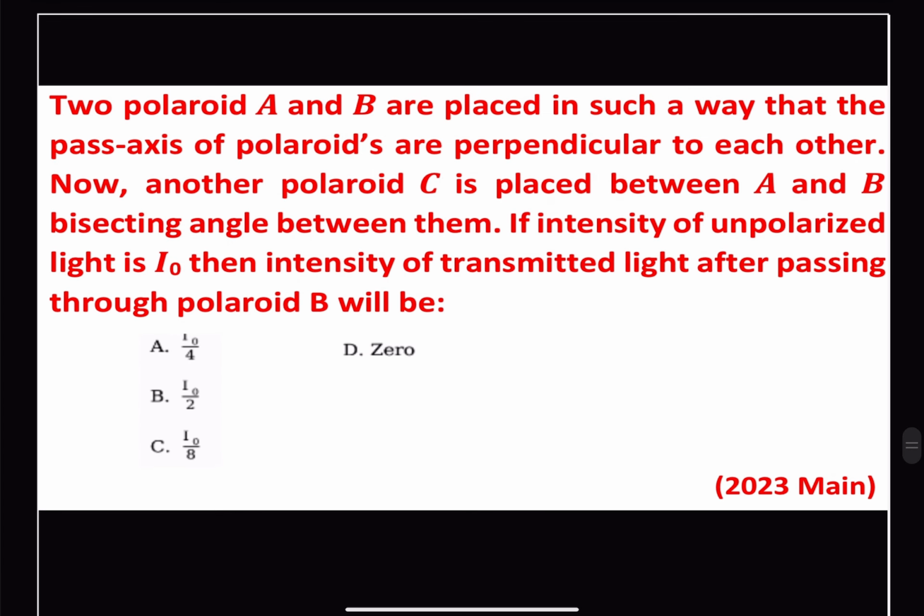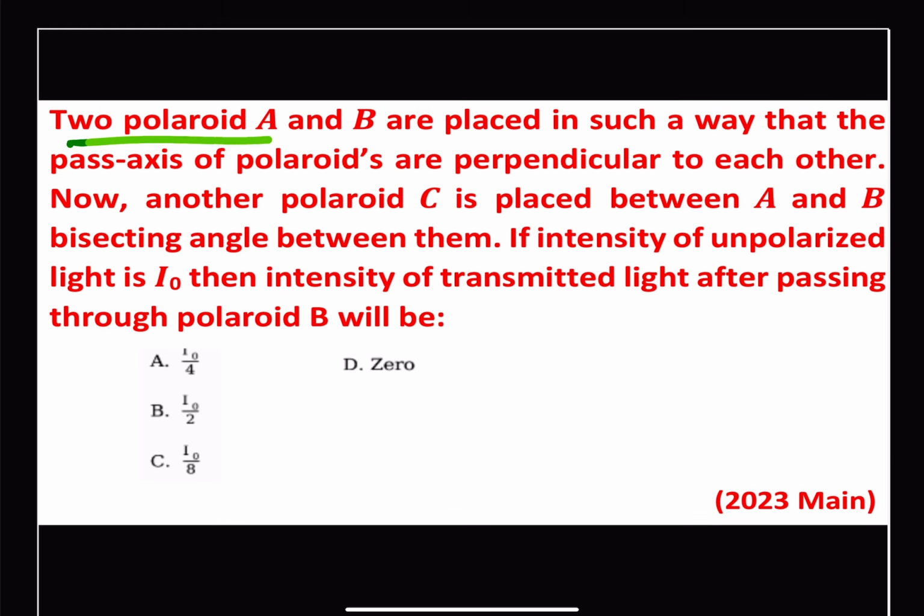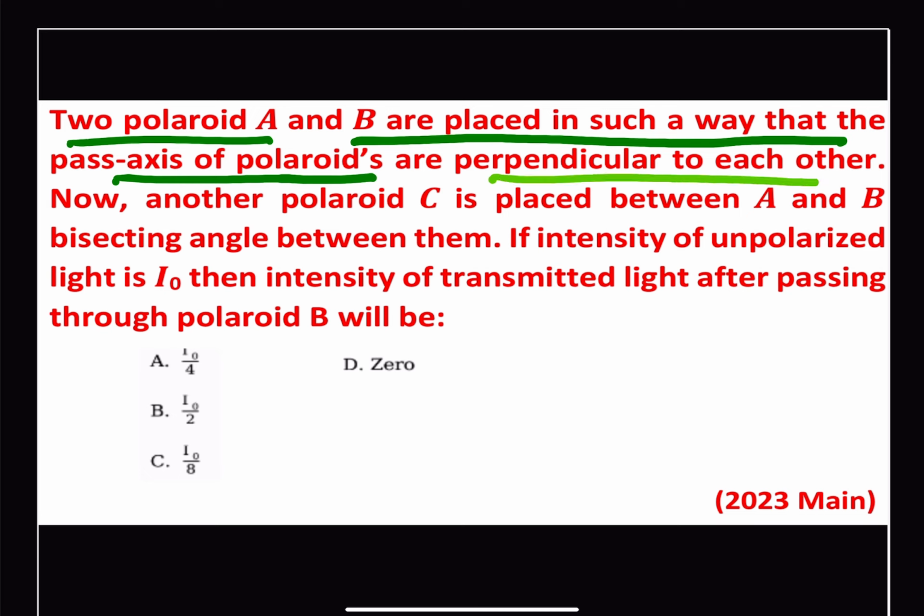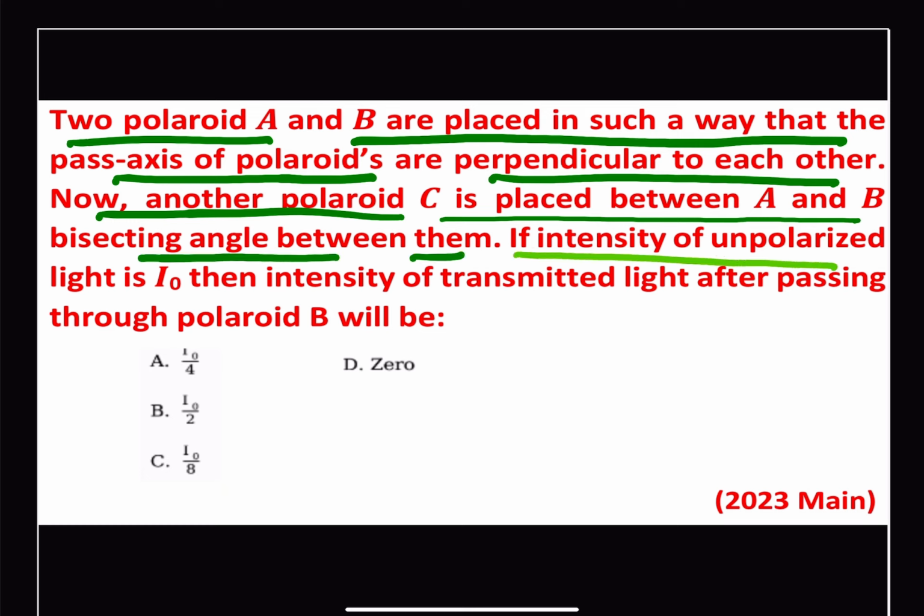Next question. It states that two polaroids A and B are placed in such a way that the pass axes of the polaroids are perpendicular to each other. Now another polaroid C is placed between A and B, bisecting the angle between them. If the intensity of unpolarized light is I0, then the intensity of transmitted light after passing through polaroid B will be. So we have three polaroids A, B and C.